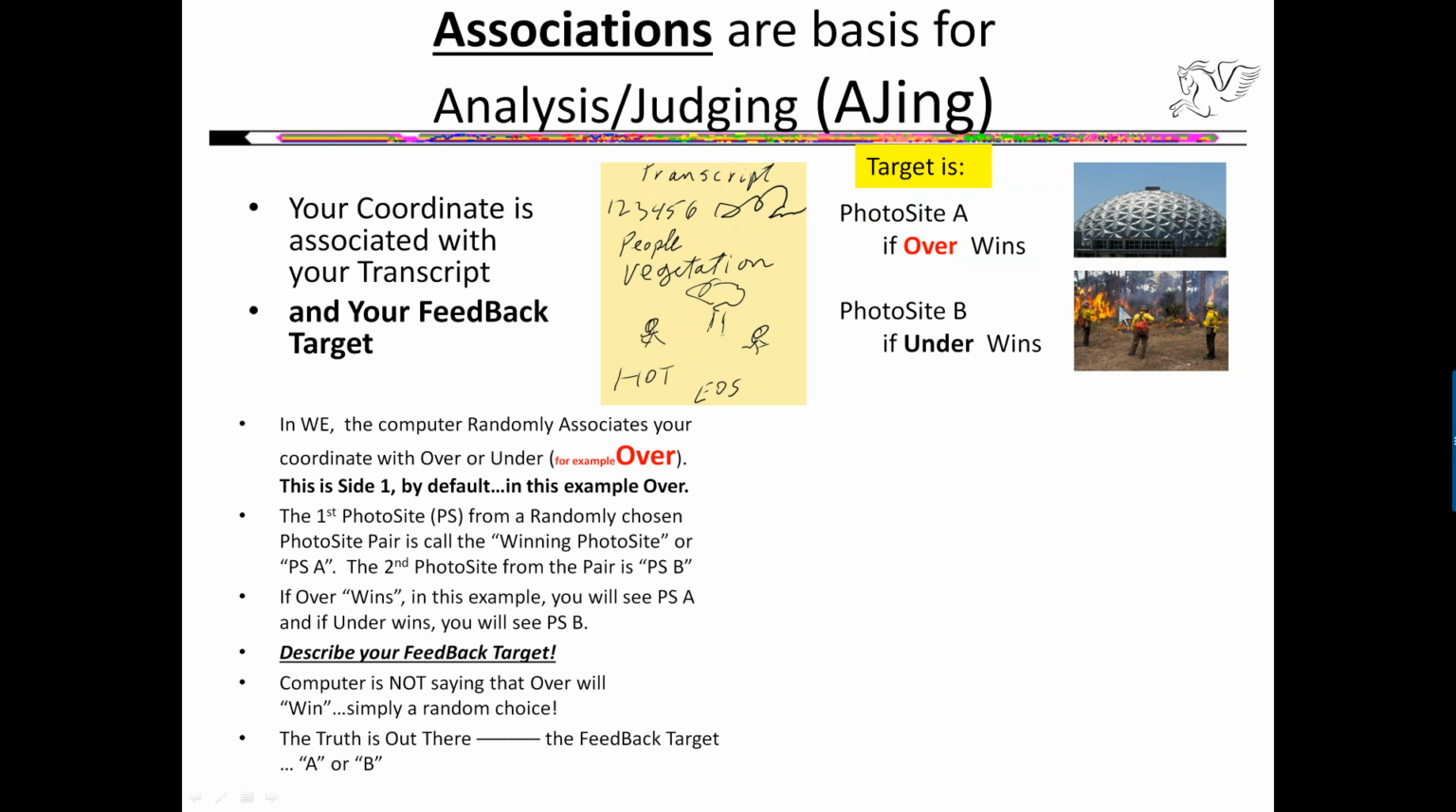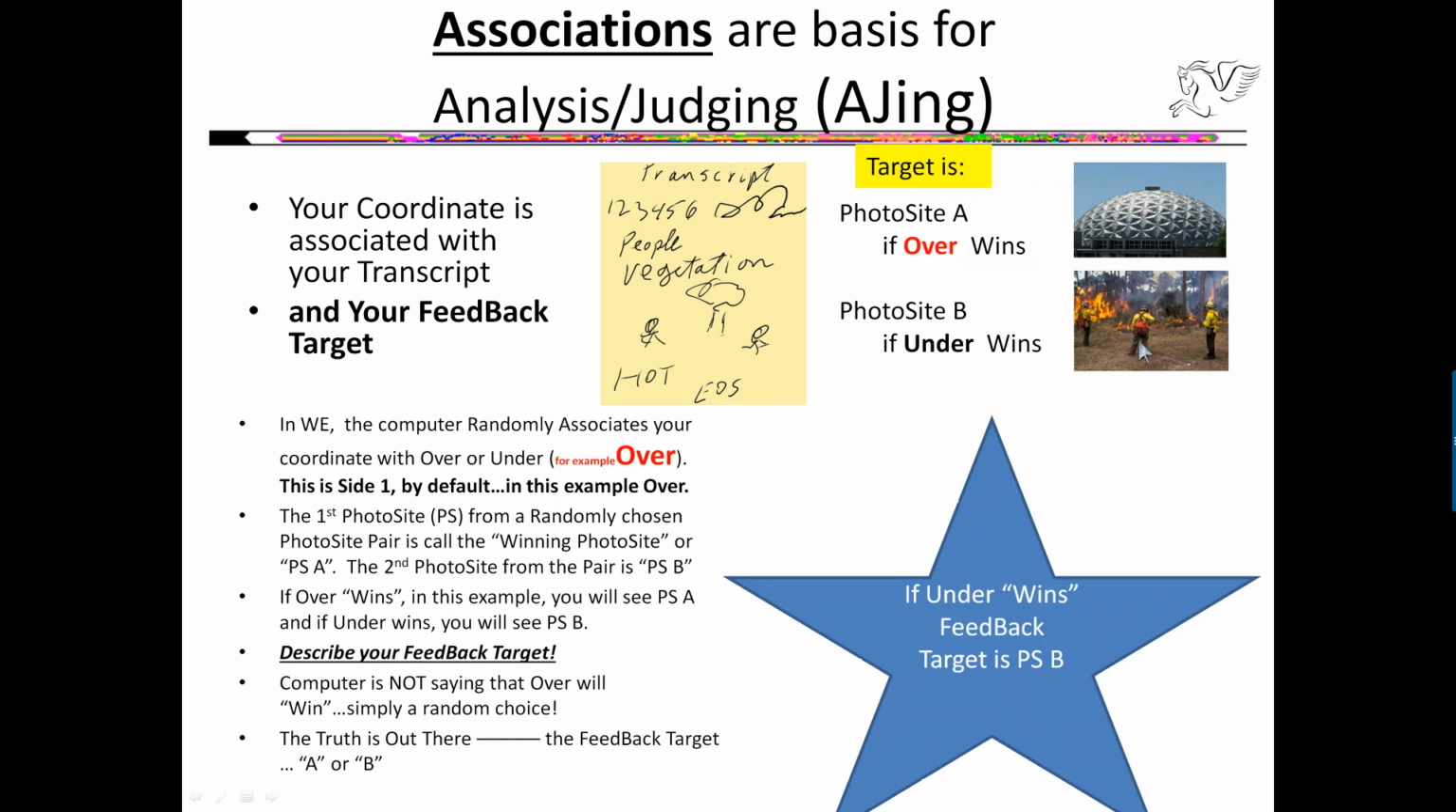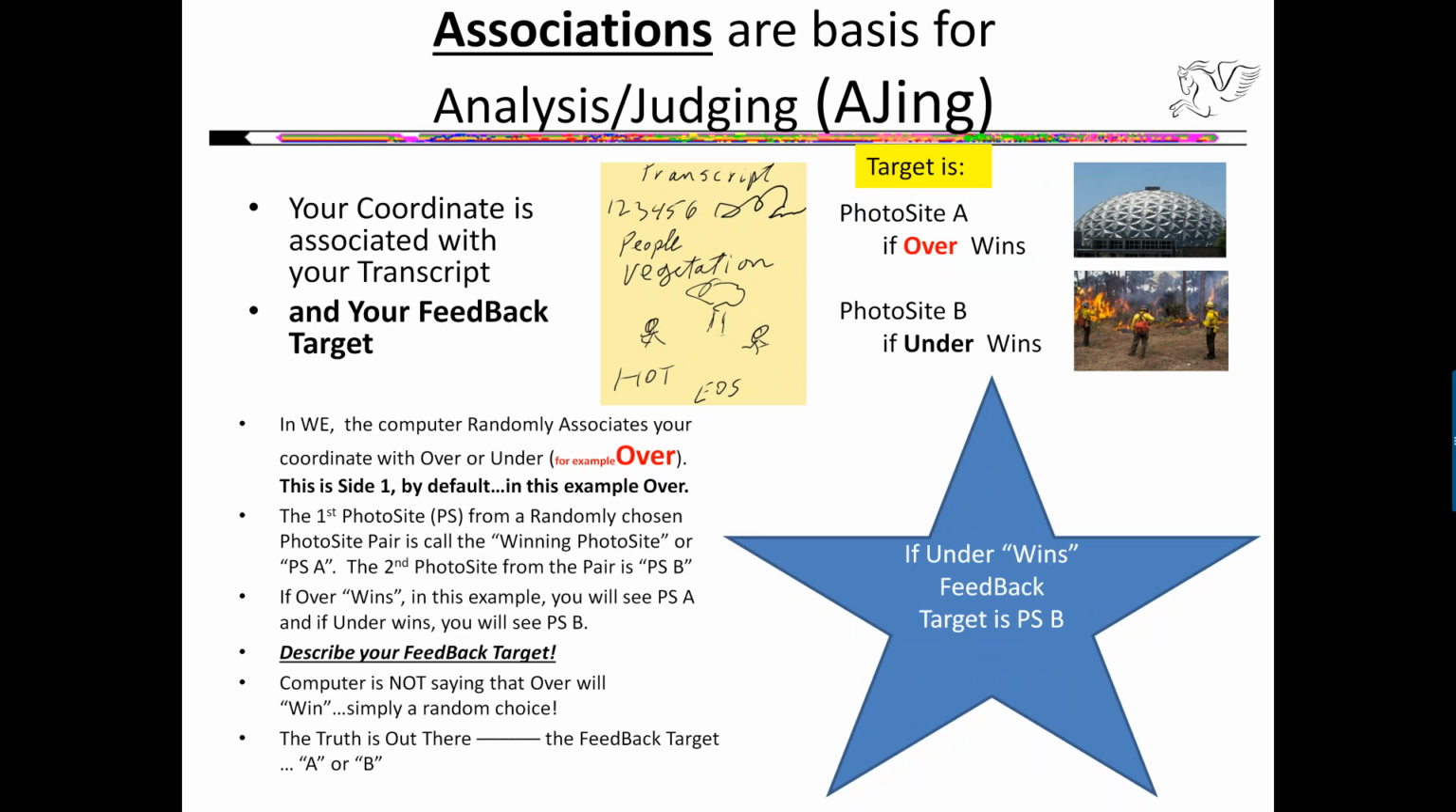But, you know, with a different transcript, you might have gotten a miss. You might have said you thought it was photo site A, and you would have gotten a miss, and you would have seen this if, in fact, under wins. Okay, so if under wins, the feedback target is photo site B. Now notice, that was actually based on your coordinate, the losing side. Okay?